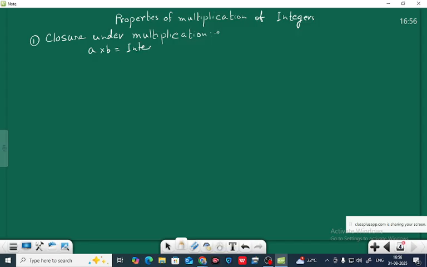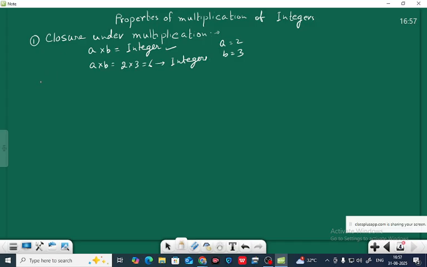If we take an example, suppose a is equal to 2 and b is equal to 3. If we multiply a into b, that is 2 into 3 is equal to 6, which is again an integer. Right? This is what we call closure under multiplication. A is an integer, b is an integer, and after multiplying we get an integer again.